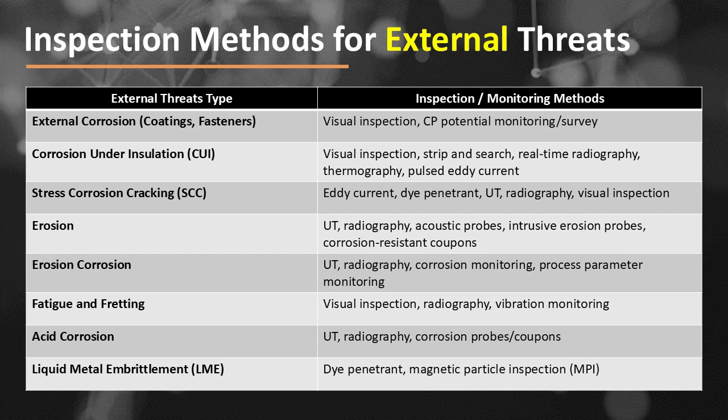If the external threat type is erosion corrosion, then the inspection or monitoring methods that can be used are UT, radiography, corrosion monitoring, and process parameter monitoring.